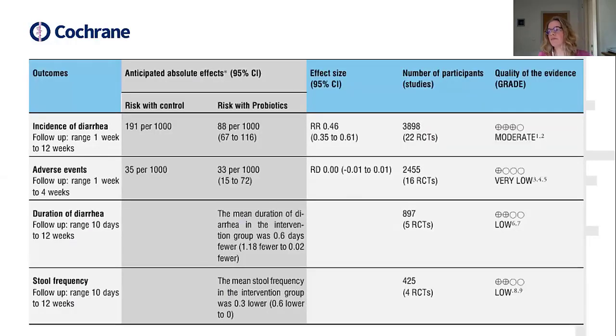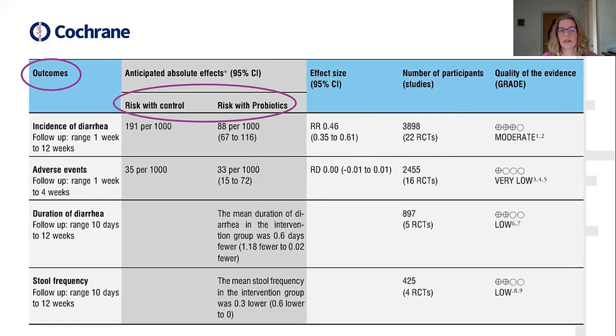And many people will be familiar with summary of findings tables, but for those who are less familiar with them, I'm just going to briefly run through the structure of the table. So the table presents the most important outcomes from the review. So in this case, diarrhea, adverse events, etc. So this should help avoid the problem that Nuala talked about, where it comes to picking which outcomes to include in your dissemination product. So not every outcome in the table will be relevant for your particular audience, but this should give you a good idea of what the important outcomes were in the review.